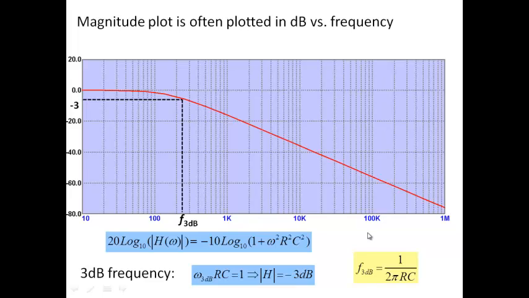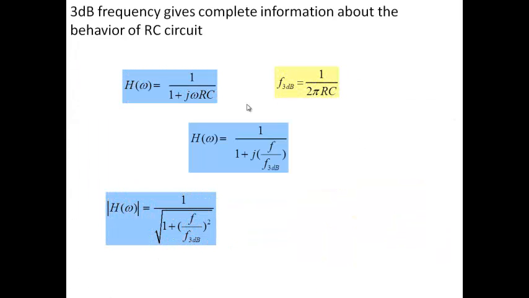So that's the background that we already know. The 3 dB frequency is 1 by 2 pi RC. Once you know the 3 dB frequency, you know the entire transfer function, you know the phase, you know all the information about your RC circuit. So the 3 dB frequency includes within it everything that is interesting about the RC circuit.